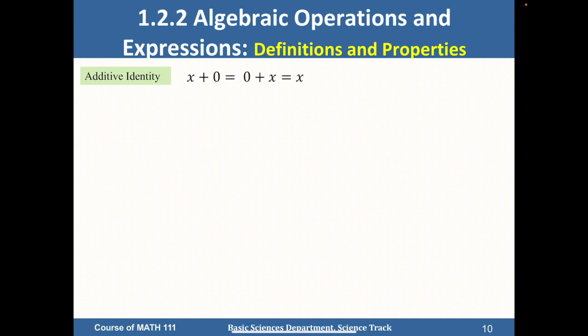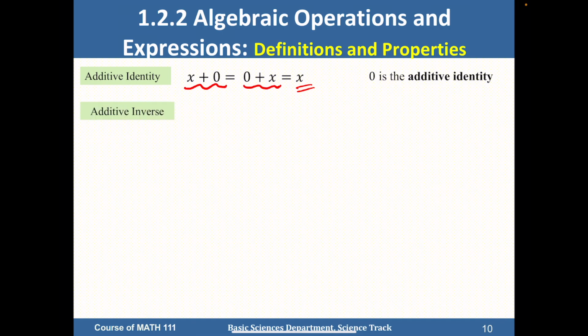The additive identity. What is the identity in addition? It is 0, which means the value that I add to a number and it gives me the same number. So 0, if I add it to the number from the left or from the right, will give me the same value. It will not change the result.